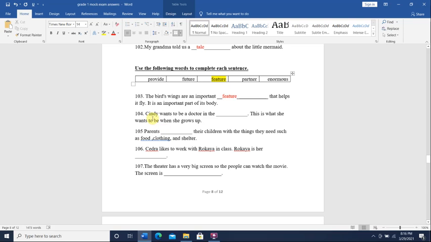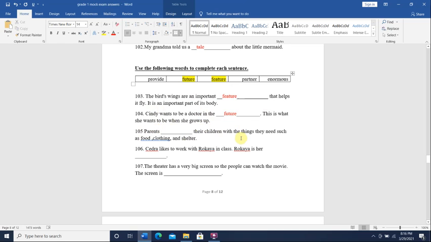Number 104, Cindy wants to be a doctor in the blank. This is what she wants to be when she grows up. So now Cindy is not grown up yet. She's still young. So when she grows up, she wants to be a doctor. That means in the future. Something that did not happen yet. Cindy wants to be a doctor in the future. This is what she wants to do when she grows up.